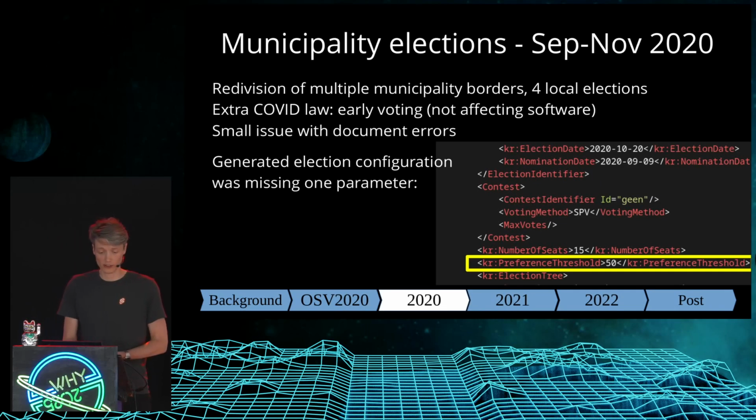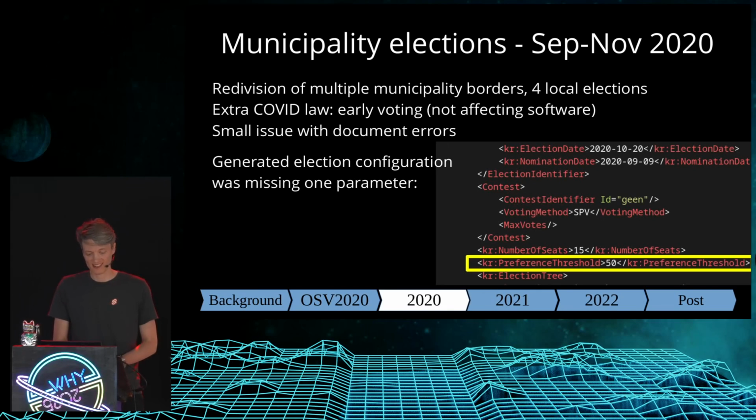2020, of course, was COVID, so we needed to change the voting law. So there was early voting, but that didn't affect the software. We had some small issues in the documents, but the biggest issue was actually found out after we shipped the software, and just detected in time, the software was already installed. I think it was like 2 weeks before the voting.